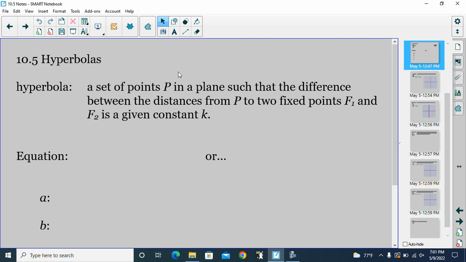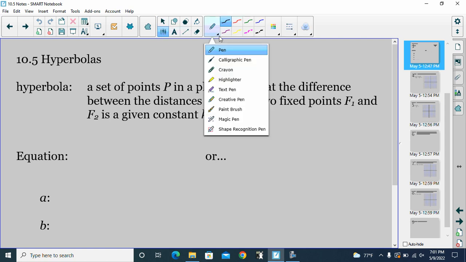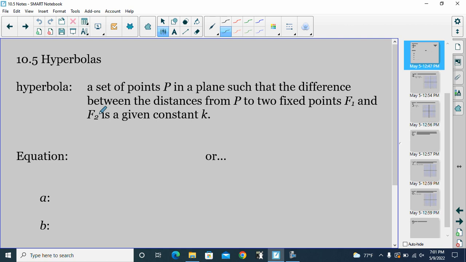Notice that's exactly the same as the definition of an ellipse, except now instead of the sum of the distances from the point to two fixed points, now it's the difference. The way a hyperbola looks, we do have a center. So we have the center of a hyperbola.